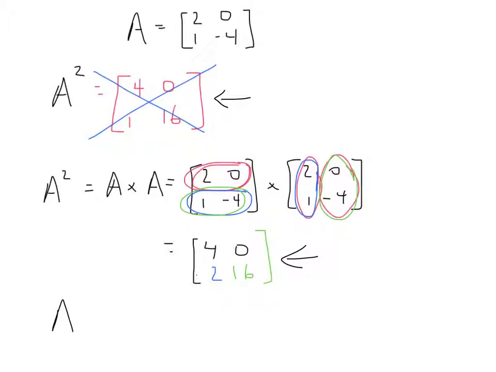And similarly, I could calculate A cubed by multiplying A by A by A, or A to the fourth, A by A by A by A, or really any power of A I wanted to and had the time to work with.